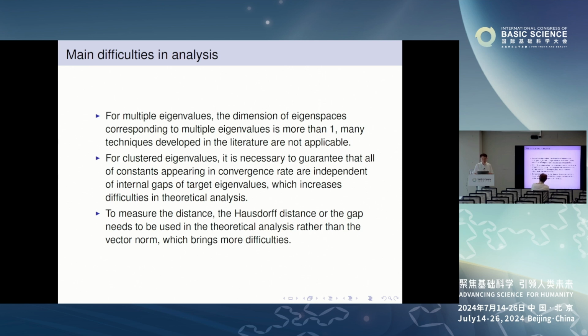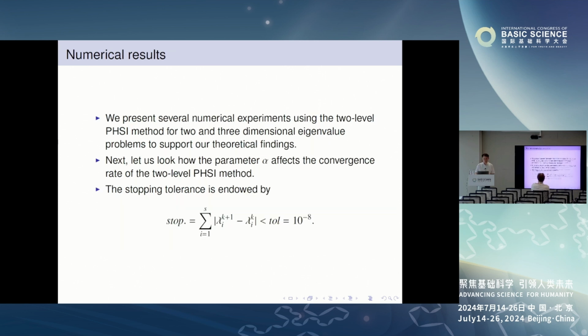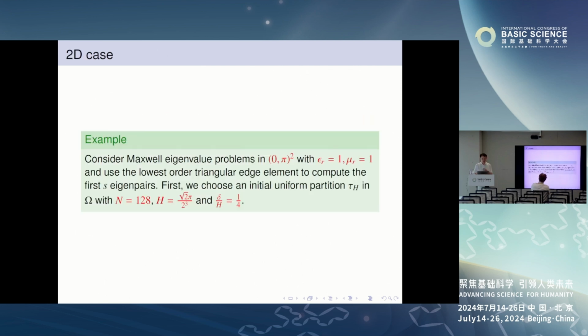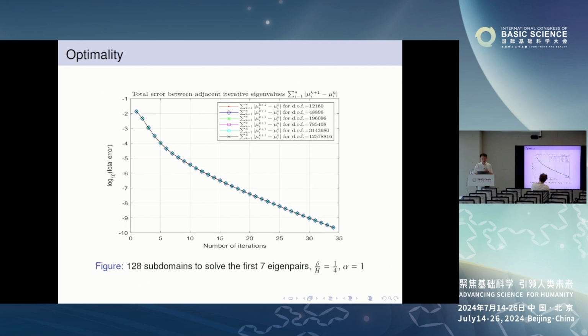I didn't give too much detail in here, so I'll show you some numerical results. This is very stable. If you just look at the 2D case, you can see the optimality. The degree of the matrix goes from over 12,000 to 12 million, a very large matrix. If you don't use domain decomposition, you cannot solve it.